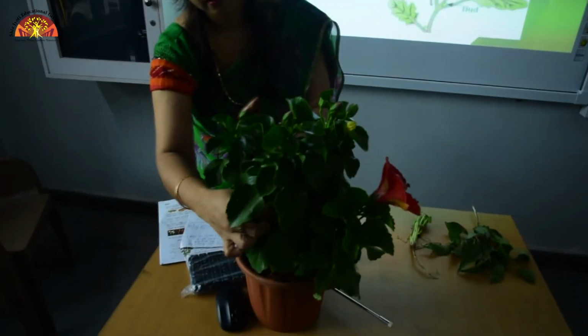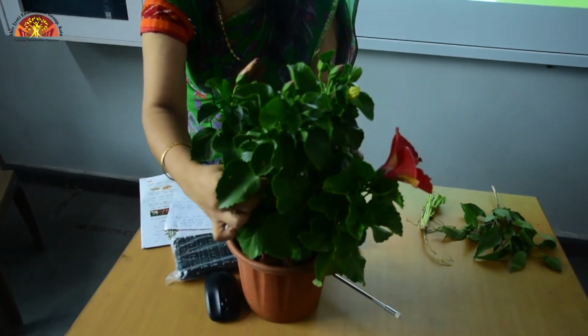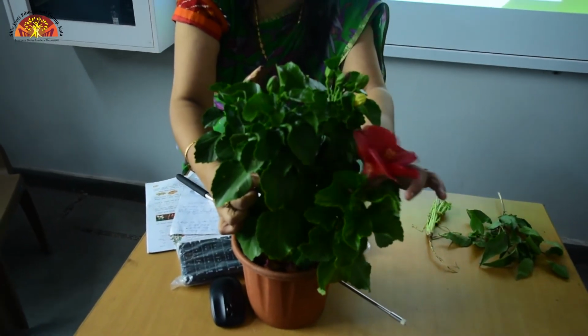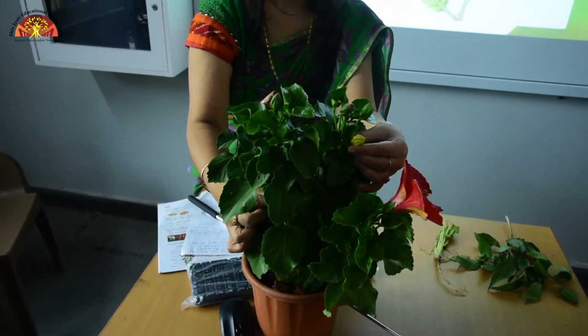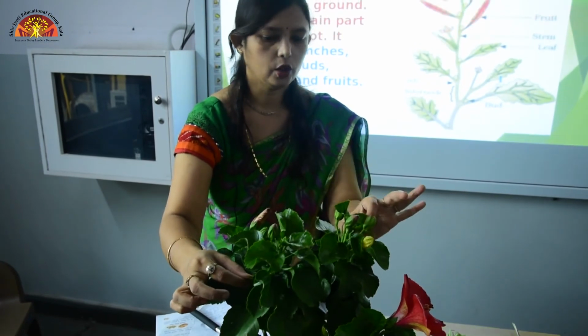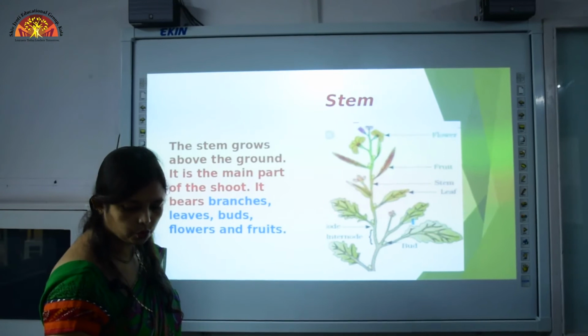In this woody structure which you can see here is a stem, and so many branches are coming out of these stem. So these are branches. Then stem bears flowers, as you can see here. It also bears bud from which new flowers and fruits grow. It also bears leaves which you can see in the pot here. So this is about the shoot.